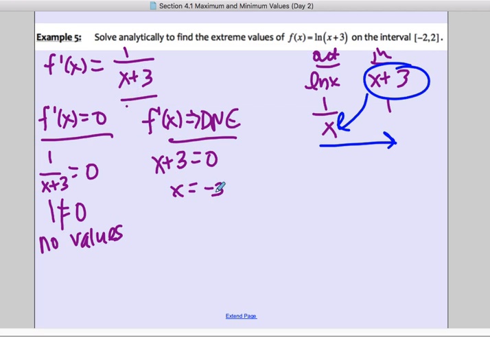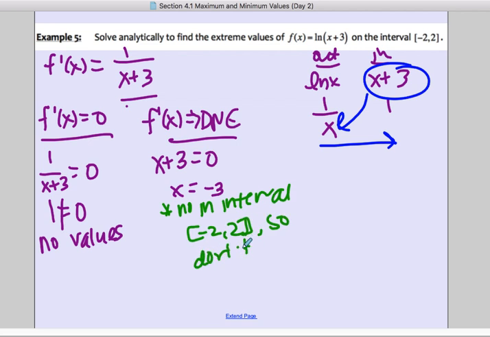So then I check, is -3 in my interval? No, it is not. So I actually don't even need to test that point. You have to show, but it's not in our interval. So not in interval of -2 to 2. So don't plug in to f of x. Okay, so that means we just have to check our endpoints.